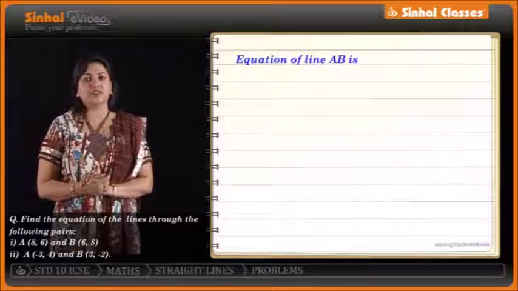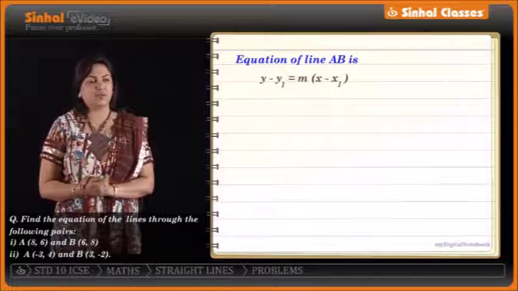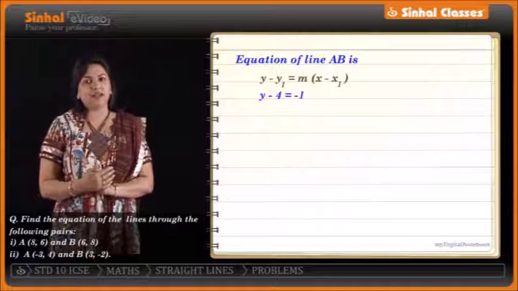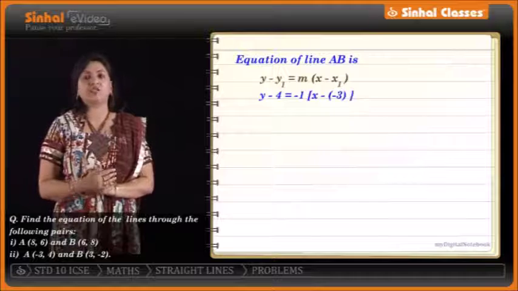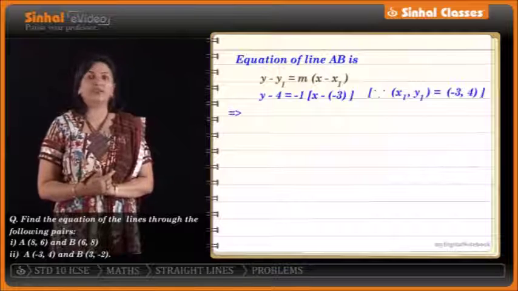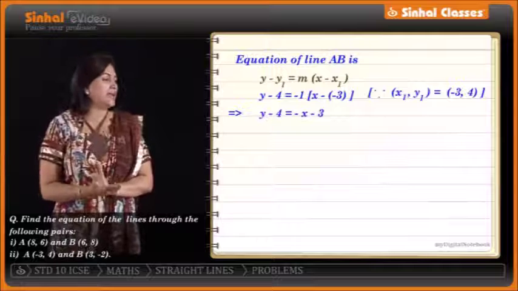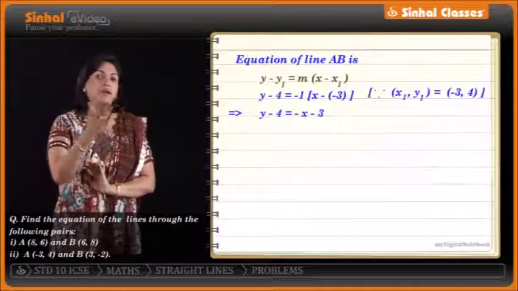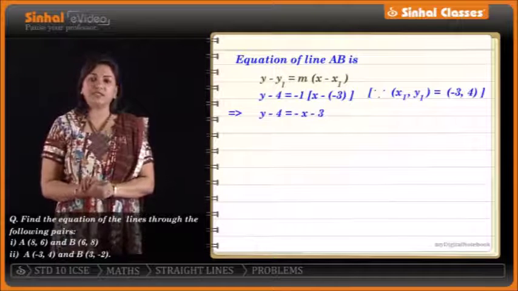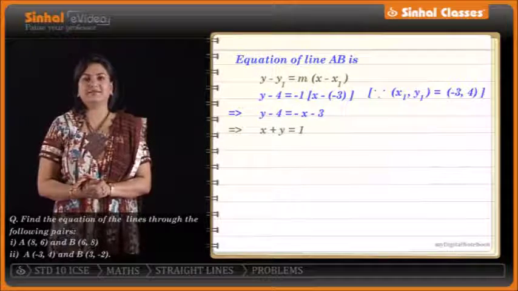So we write the equation in the form y minus y1 is equal to m into (x minus x1) as y minus 4 is equal to minus 1 into (x minus of minus 3). Simplify to get y minus 4 is equal to minus x minus 3. Take x to the other side. x plus y is equal to minus 3 plus 4, that's 1. So we have the equation of the line as x plus y is equal to 1.